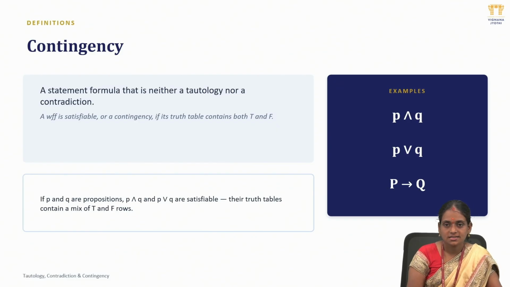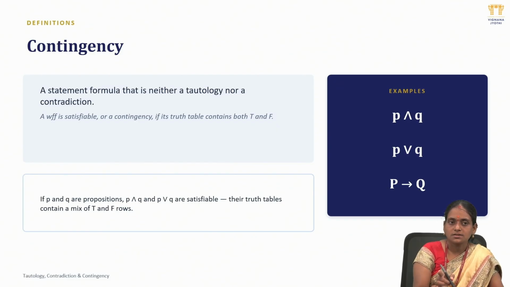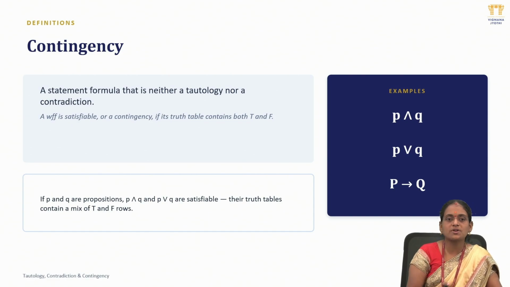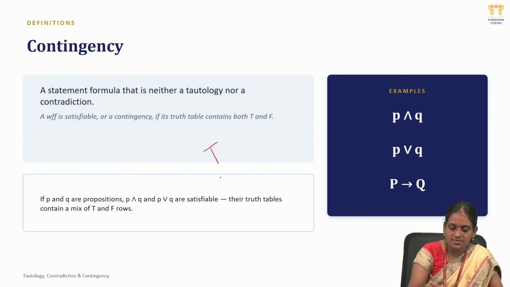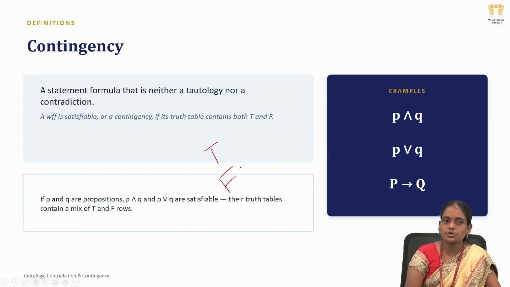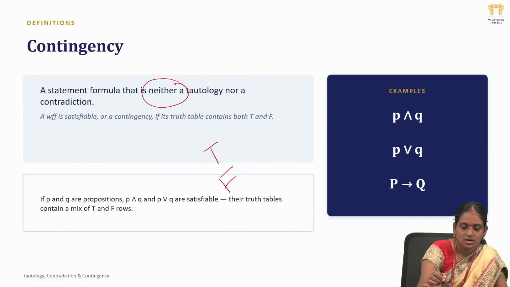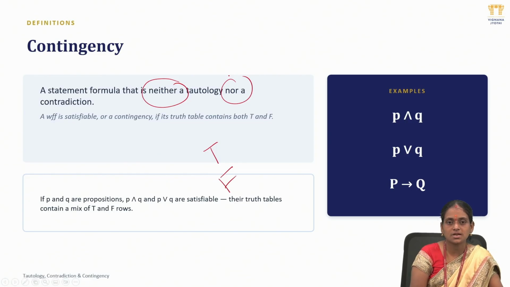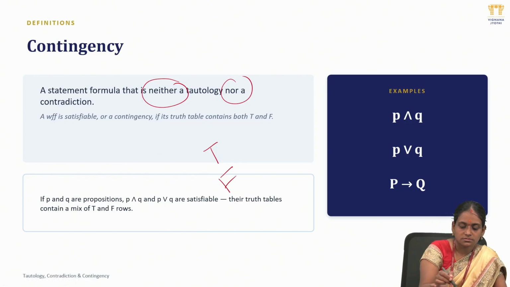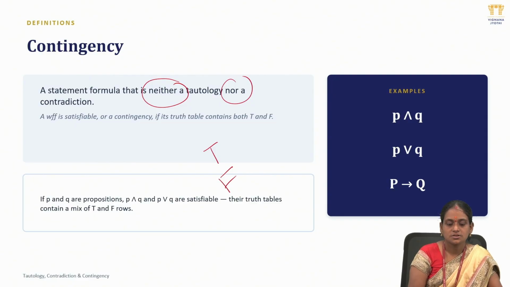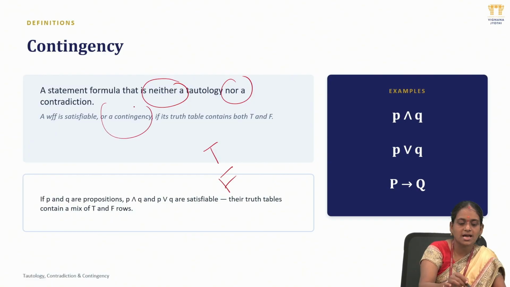So next, contingency. Till now we have seen all possible truth values true, and all possible truth values false. Contingency is where some possible cases are true and some possible cases are false. In that case, the given formula is said to be a contingency. So it is neither a tautology nor a contradiction. Excluding these two, the given formula is said to be a contingency. If the resultant rows are some true and some false, a combination of true and false, then you call the given formula a contingency.